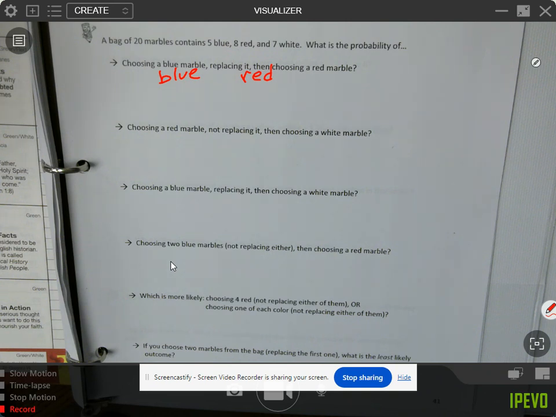So I always label each event that I have to do so I don't forget one and get the wrong answer. So I'm picking a blue marble, I'm picking a red marble. So now I'm going to look, what's my probability of choosing a blue marble? Using that formula, what is my numerator, what is my denominator? So going back to what we did in CO73, single event, remember we talked about the formula, desired outcome over total possible outcomes, Layla.